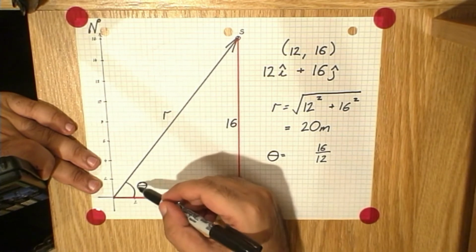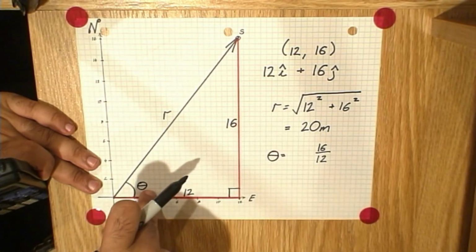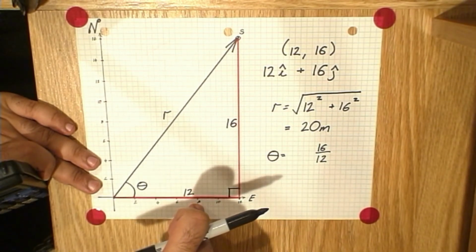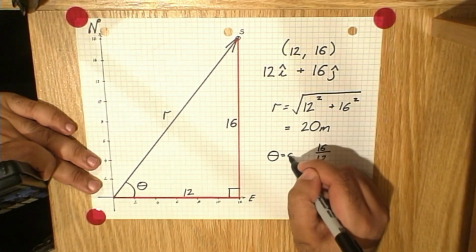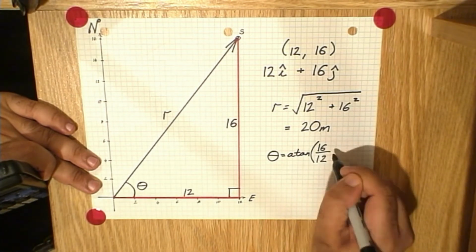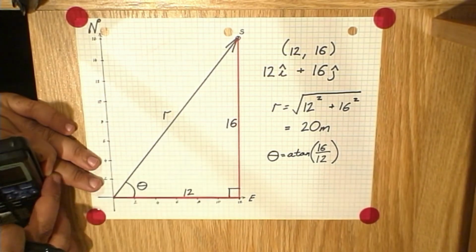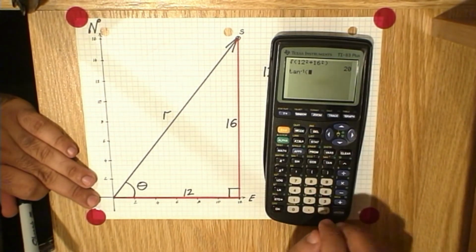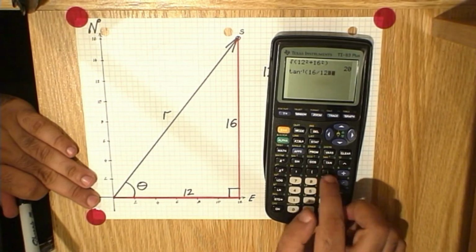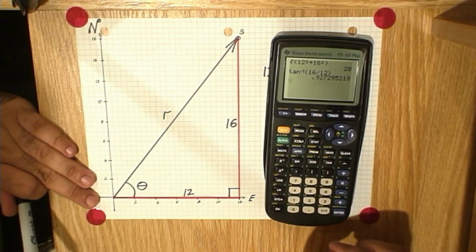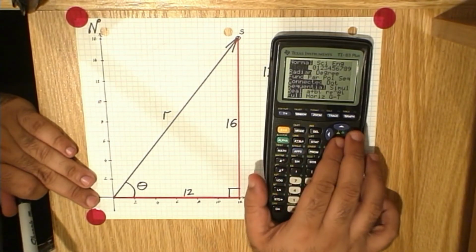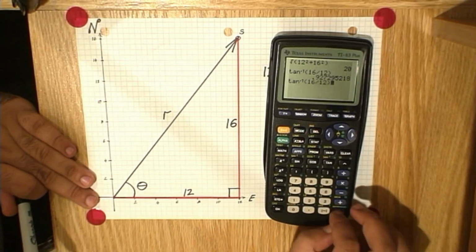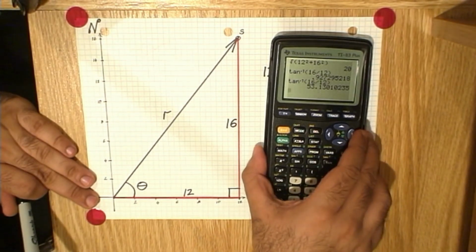So if we wanted to find the value of theta, the opposite side over the adjacent side will give us the tangent of that angle. So all we have to do is find the arctangent of 16 over 12. Let's put that into our calculator and find out. Second, arctangent of 16 over 12 gives us 0.927. This must be in radians. Let's change that over into degrees and do the same calculation over. 53.13 degrees.